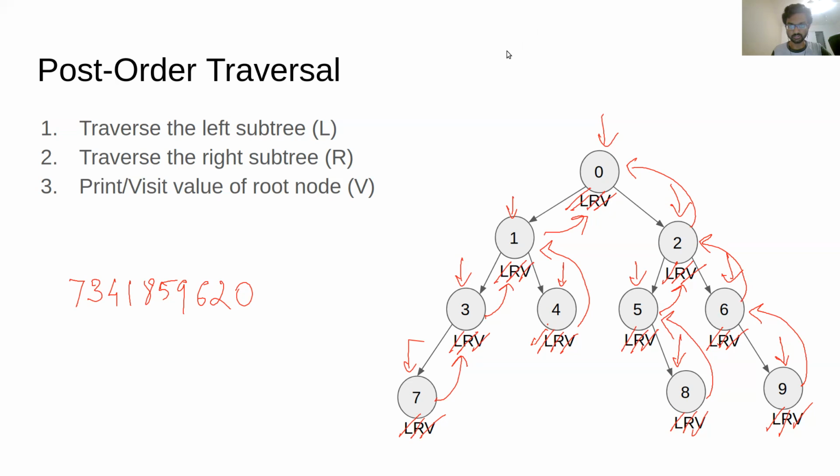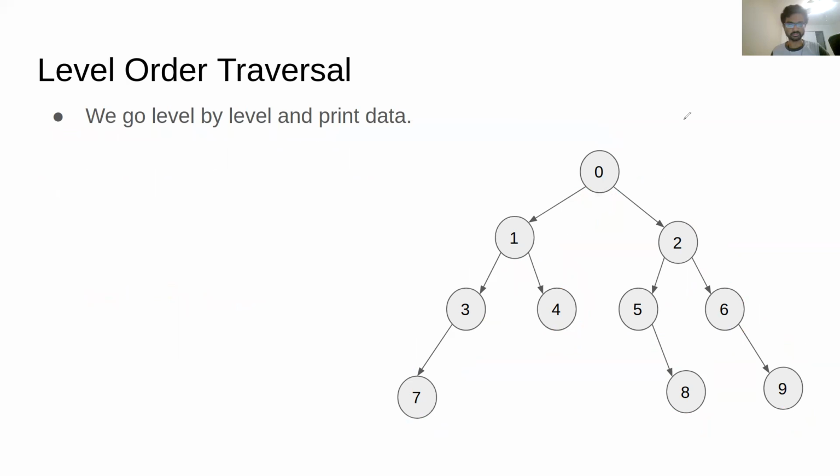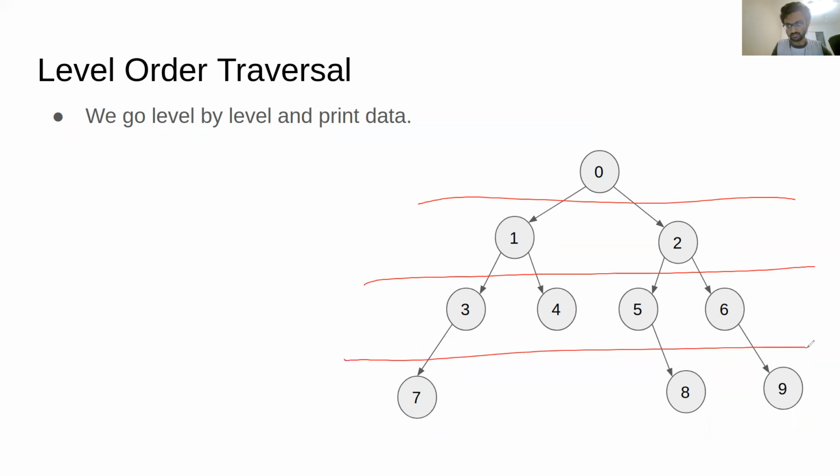Now we'll look at the other type. Now this is the easiest one to understand, the level order traversal, in which we have the levels of the tree. We divide the tree into its levels and we print level by level. This is level 1, this is level 2, this is level 3, this is level 4. In level 1 we have 0, in level 2 we have 1, 2, in level 3 we have 3, 4, 5 and 6, and in level 4 we have 7, 8 and 9.